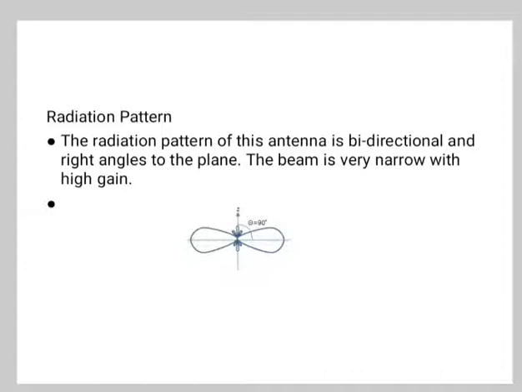The typical antenna lengths in the broadside array are from 2 to 10 wavelengths. Typical spacings are lambda by 2 or lambda, and the feed points of the dipoles are joined. The radiation pattern of the antenna is bidirectional and at right angles to the plane. So the beam is very narrow with high gain. This figure shows the radiation pattern of the broadside array; the beam is a bit wider and minor lobes are much reduced in this.